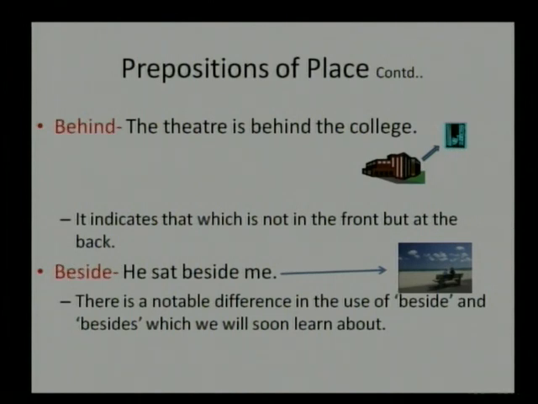For example, the theatre is behind the college. You can clearly look at your screen. The pictures indicate that the college is behind the theatre. It indicates that which is not in the front but at the back.